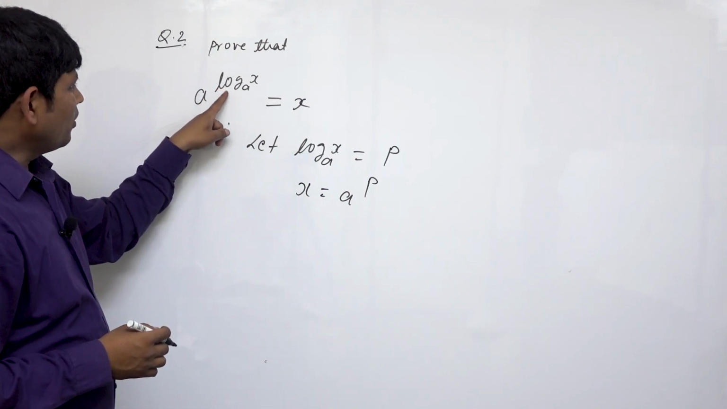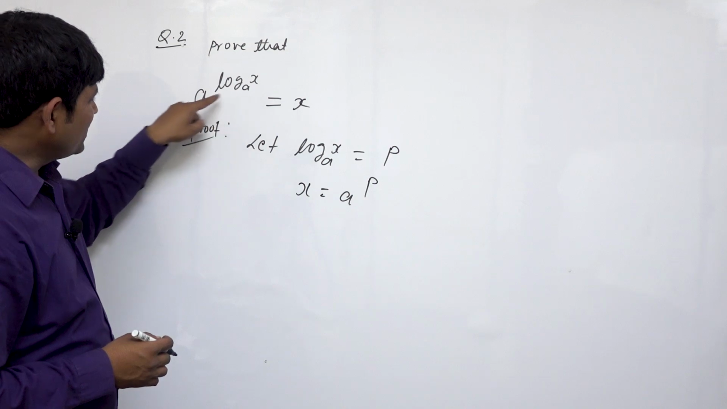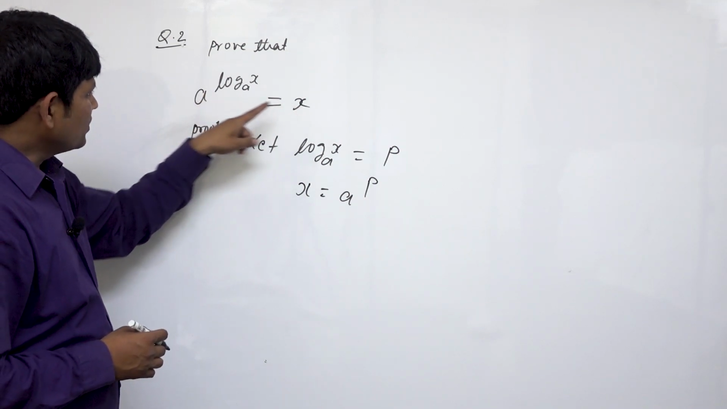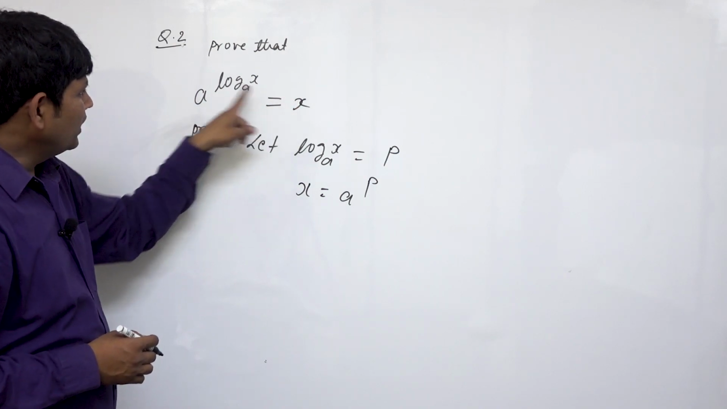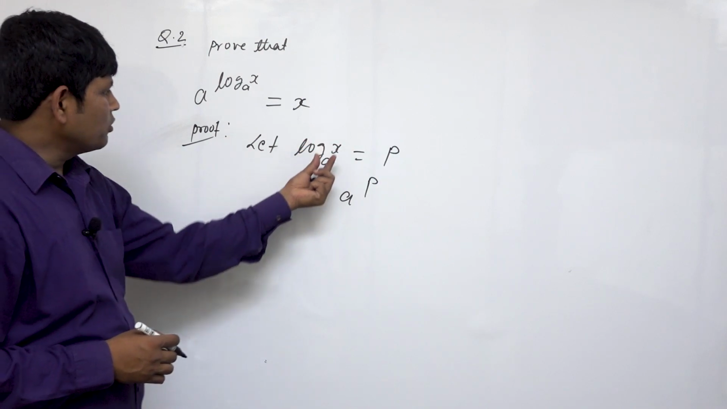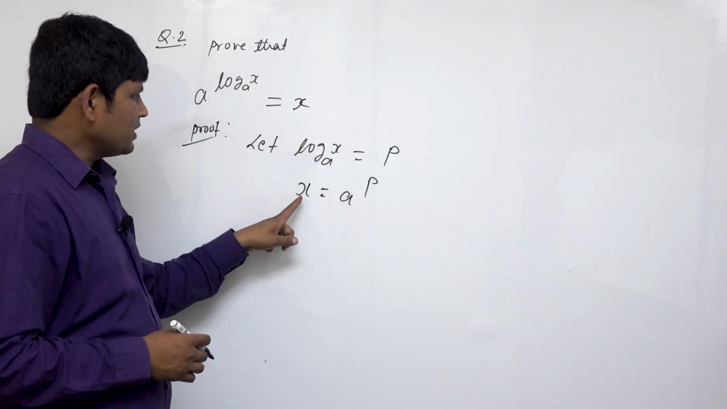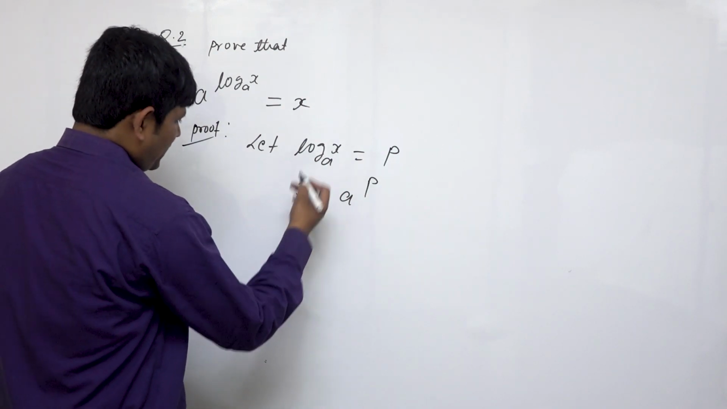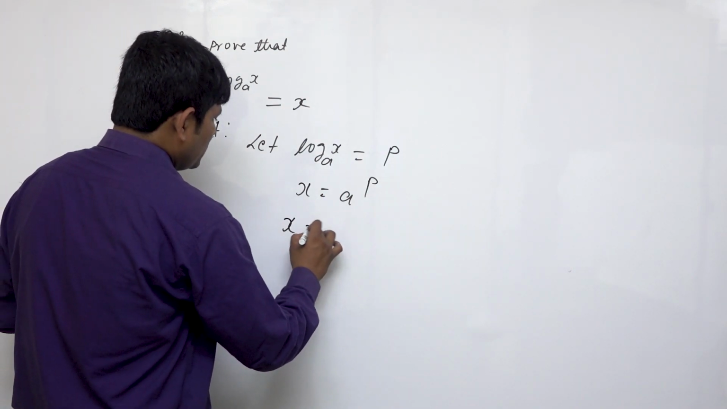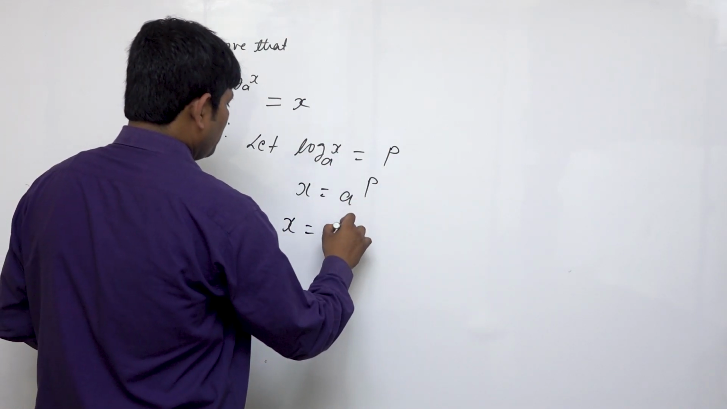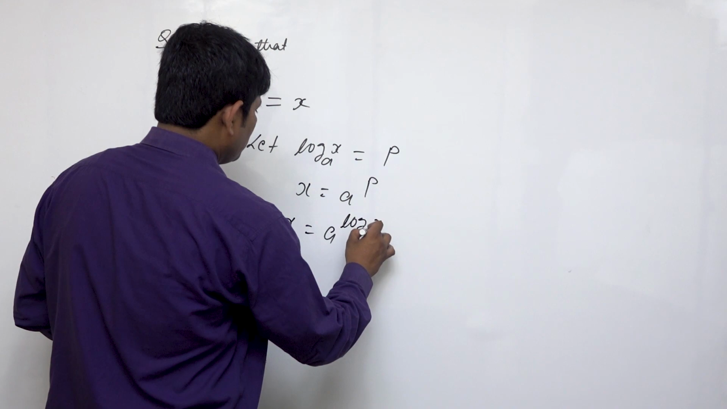So a to the log of x to the base a, and this base is the same, so directly we can write x. So we have to correct this. Before I wrote 1, so that's a mistake. So a to the log of x to the base a becomes x. So log of x to the base a is equal to p, then x is equal to a to the power p. So now let's see. So directly we proved here. So x is equal to a to the power p, and what is our p? P is log of x to the base a.